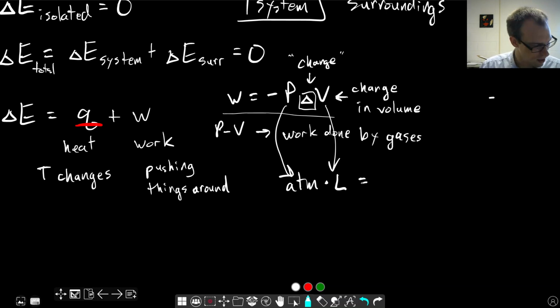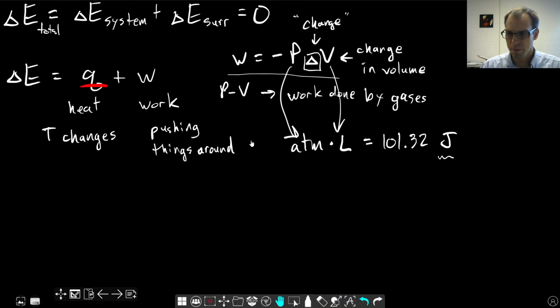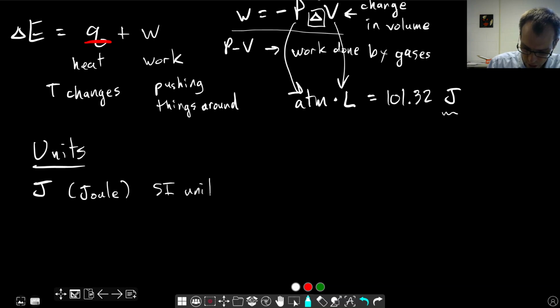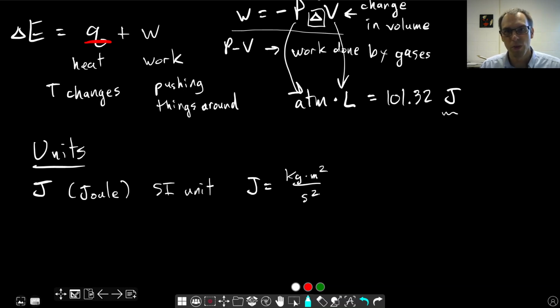1 liter atmosphere is equal to 101.32, I want to make sure I have this right, joules. But what's a joule? So let's talk a little bit about energy units. The most common energy unit we're going to use is joules. This is the SI unit of energy. It's not terribly relevant for this class, but if you ever take a physics class or upper level chemistry classes, a joule is composed of other SI units. It's a kilogram times a meter squared over second squared.